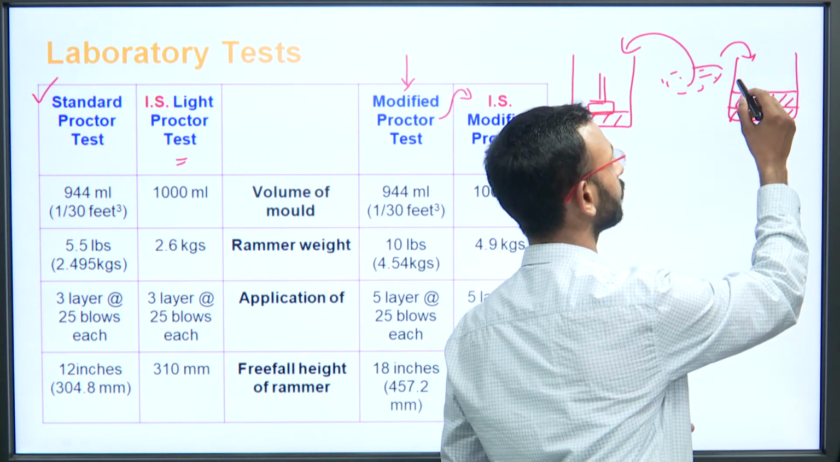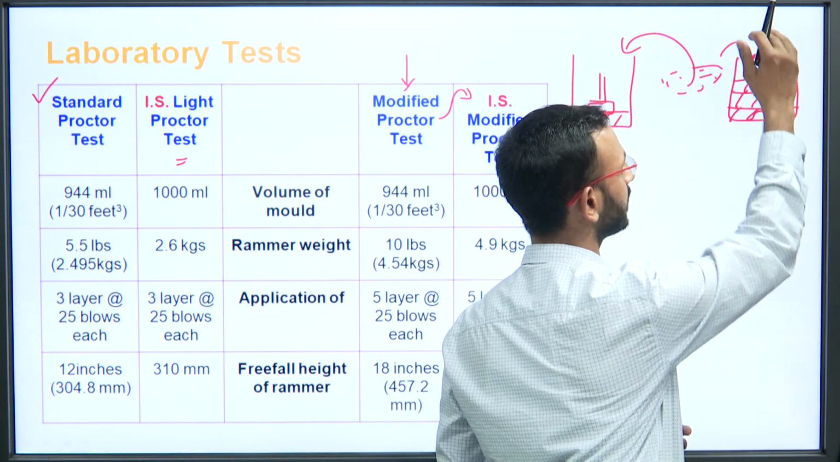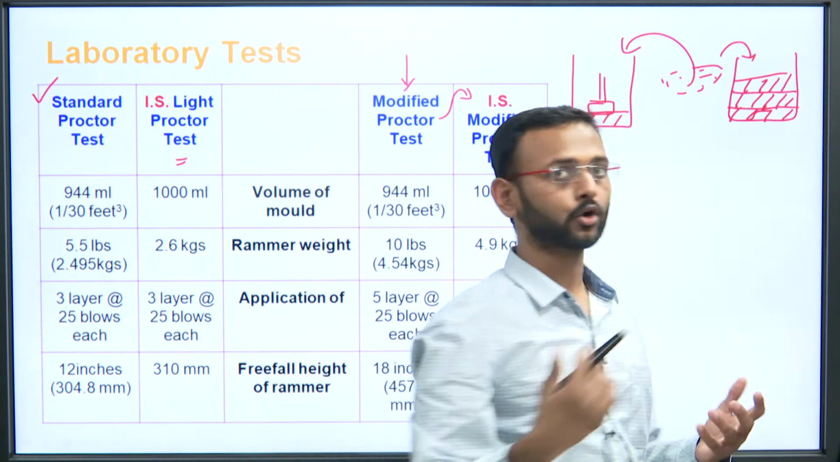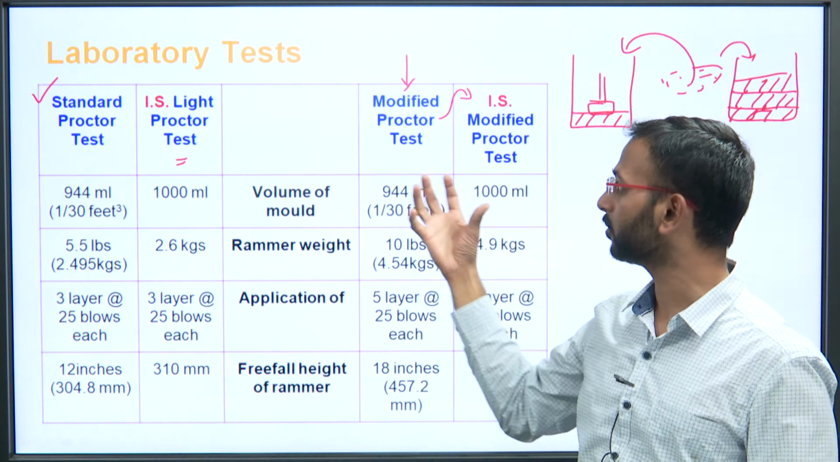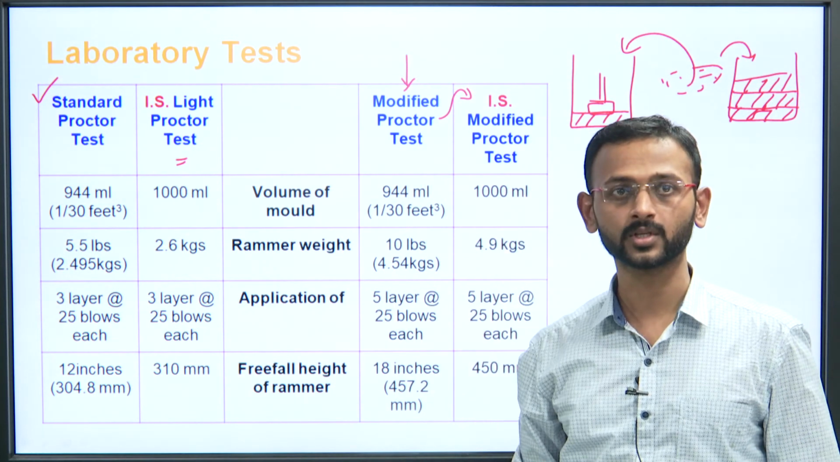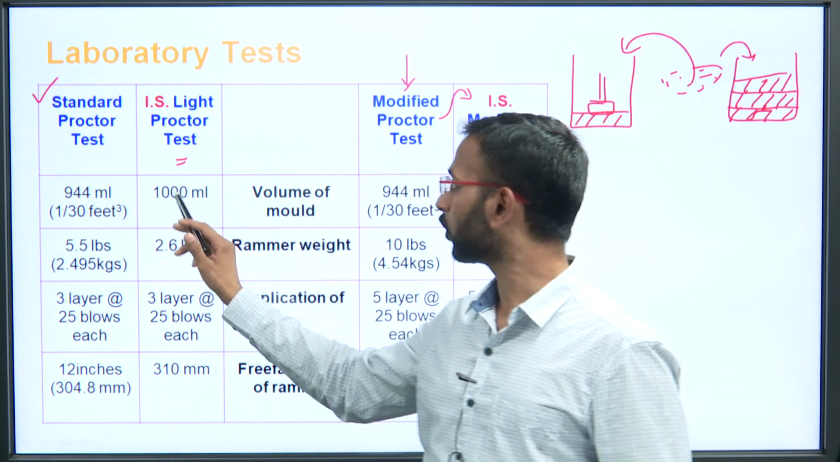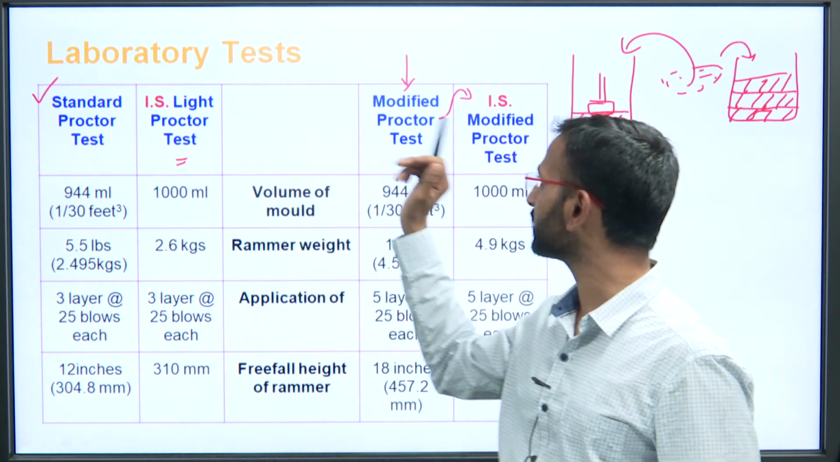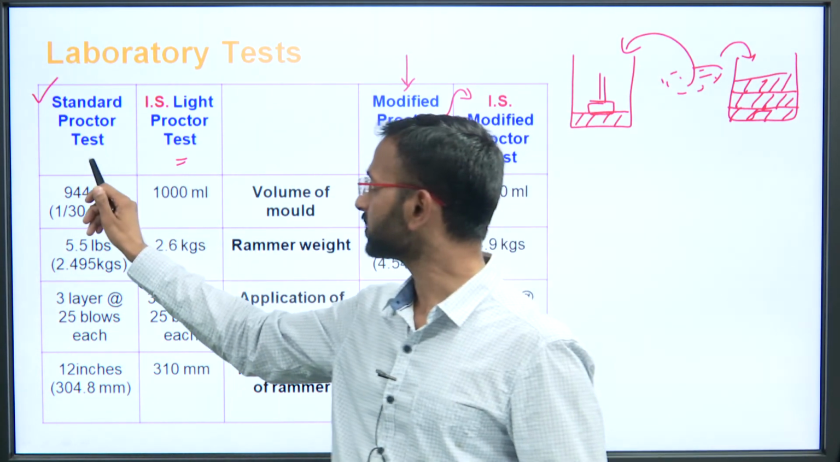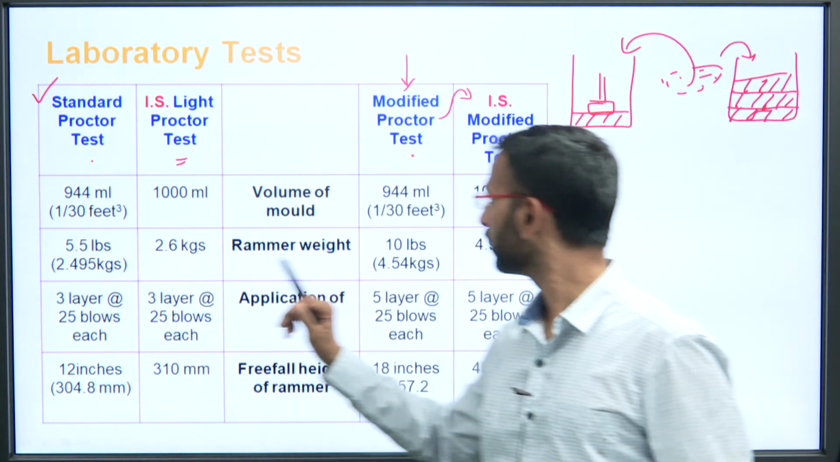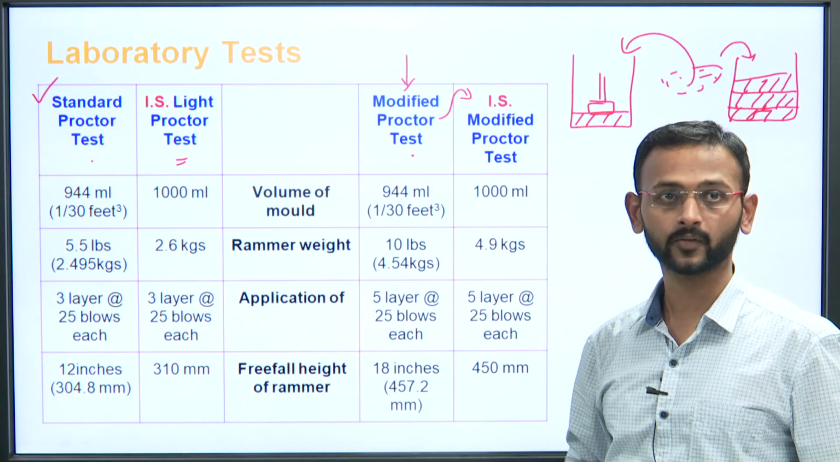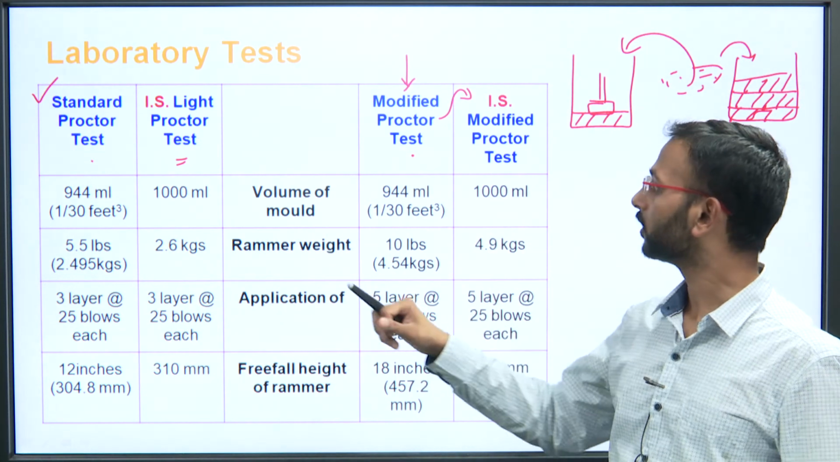So, in the third layer you will again put some soil and then compact it. So, this is how the mold is taken up and then the compaction process is applied. Understand one thing here: what is the volume of the mold? The volume of mold taken in the standard Proctor test and the modified Proctor test is the same, that is 944 ml, which can be given as 1/30 feet cube.